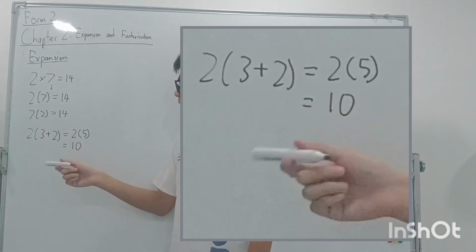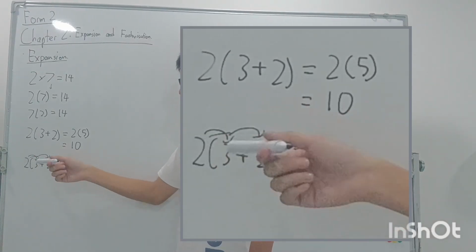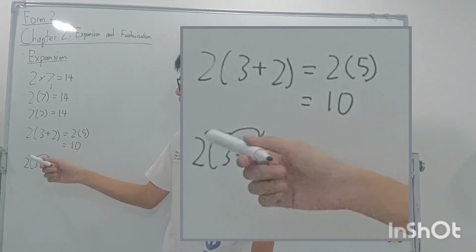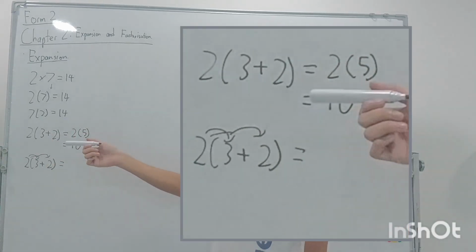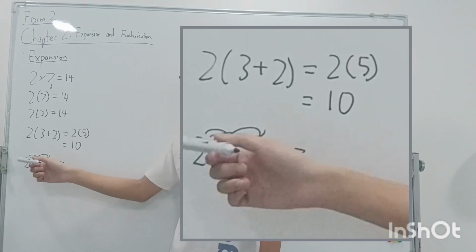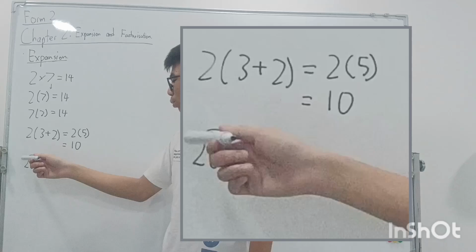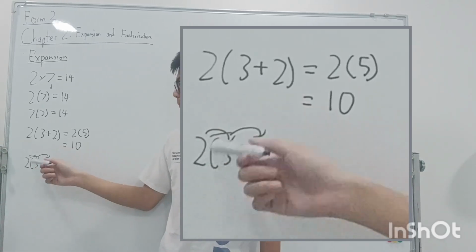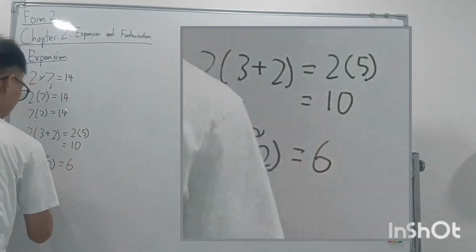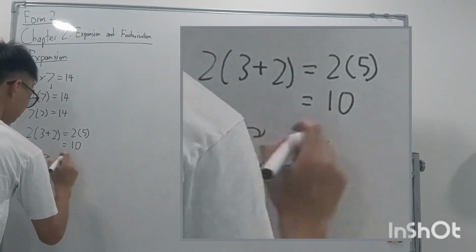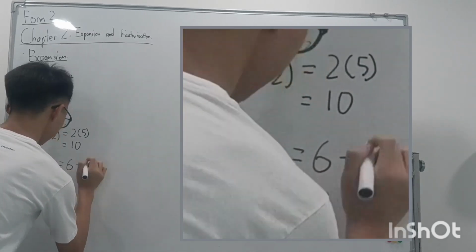Okay, but there's another way to do this. So you can also multiply the numbers in this bracket with the outside number. So 2 times bracket 3 plus 2, you can actually just multiply this number by 2 and this number by 2. So 2 multiplied by 3 will be 6, and 2 multiplied by 2 will be 4. So that's going to give us the same answer, 10.